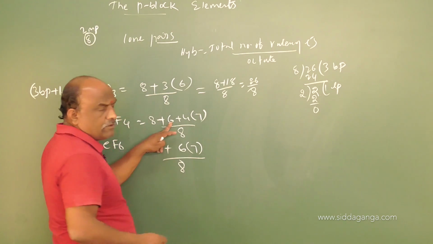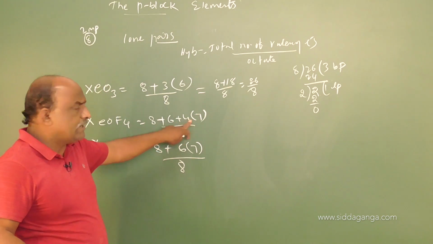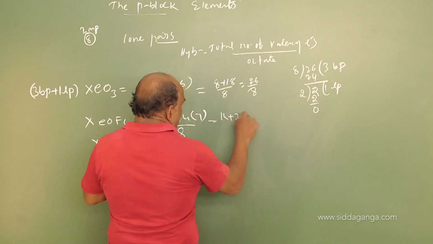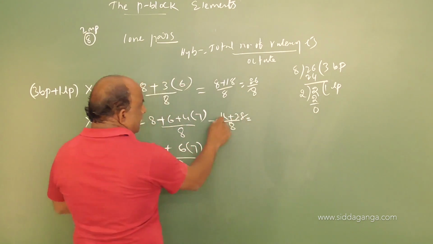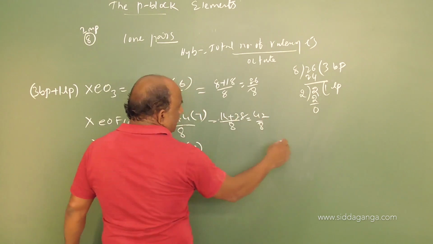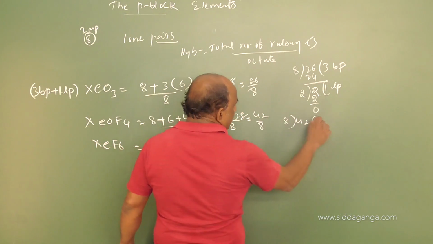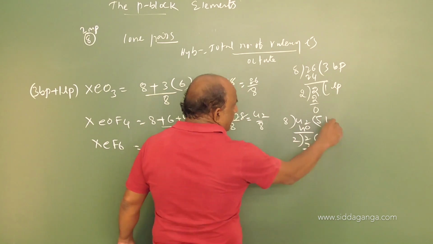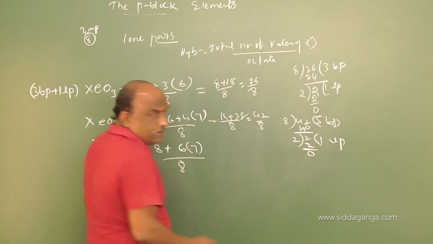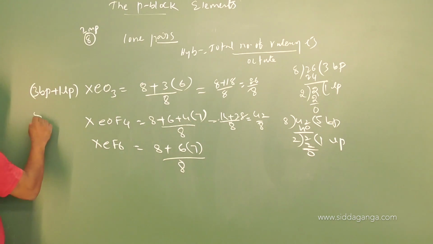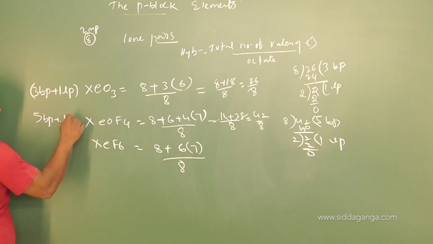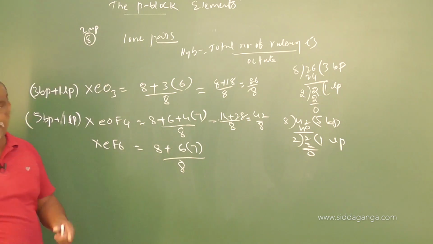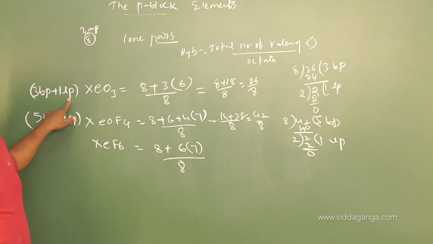Example 2: 8 plus 6, 14. 14 plus 4 7s are 28. 28 plus 14 is 42. 42 by 8 can be divided: 8 5s are 40. Again 2 we will get, 2 ones are 2. Here 5 bond pairs, 1 lone pair. In the second example, number of bond pairs 5, number of lone pairs 1, and it is 5 plus 1, 6, sp3d2. Here 3 plus 1, 4, sp3.